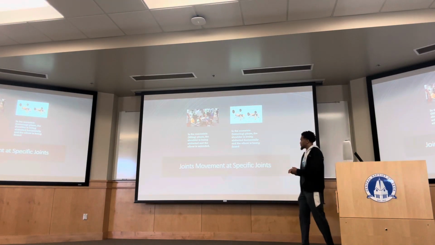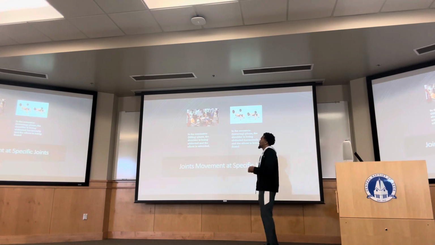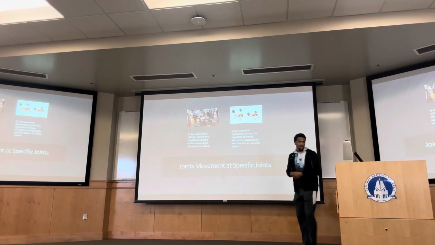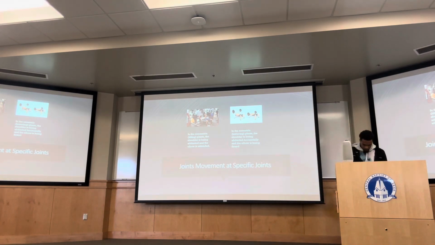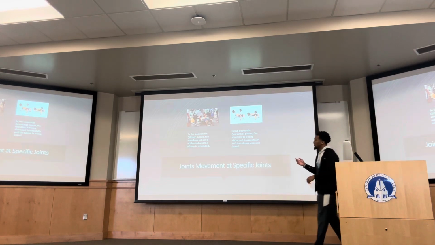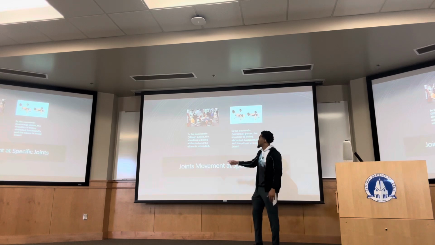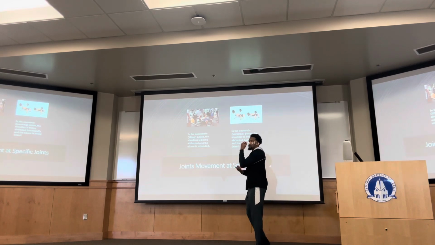So the joint movements are specific joints. In the concentric, which is the lifting phase, the shoulder is being adducted and the elbow is being extended. So shoulder abduction is when you lift your arm out to the side. Elbow extension is when the elbow is extending out.